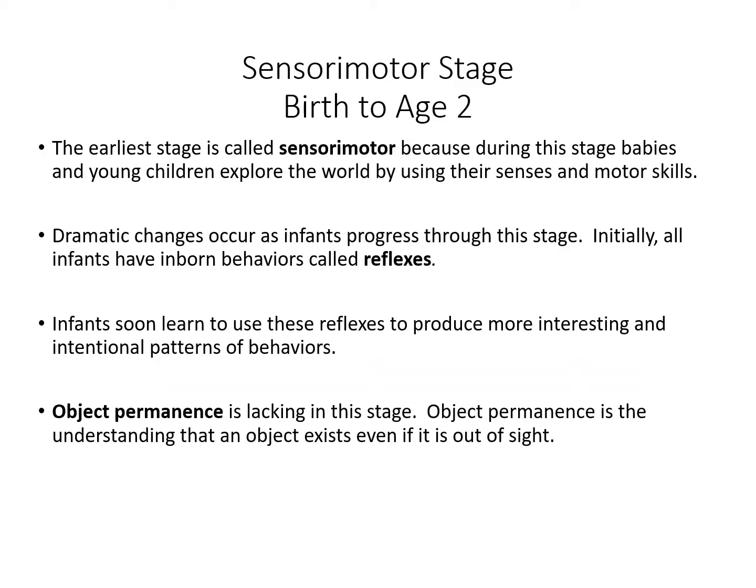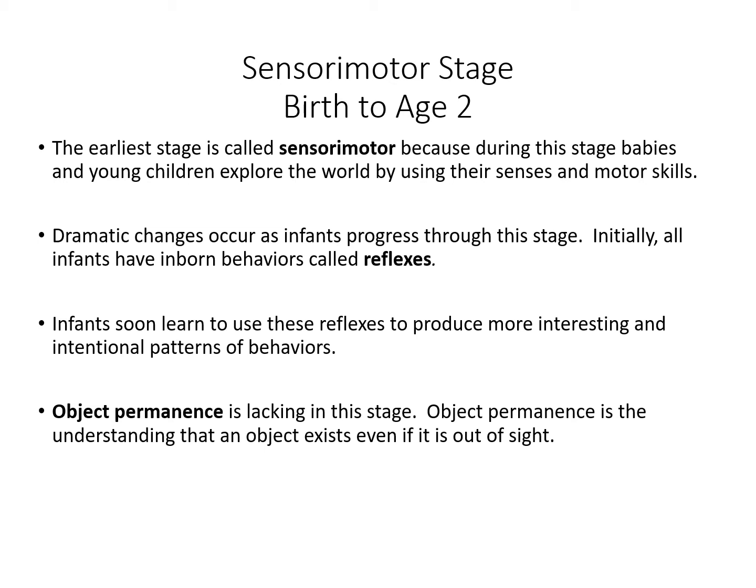Let's take a look at each individual stage. Sensorimotor stage occurs from about birth to age 2. This is called sensorimotor because in this stage, babies and young children explore the world by using their senses and their motor skills. They're crawling around, they're putting things in their mouth, they're exploring their environments.